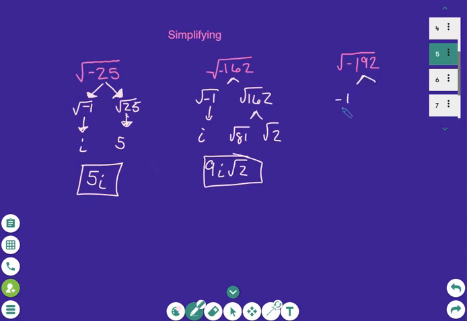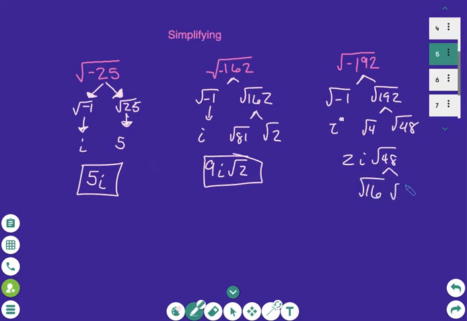And one last time. So if I'm ever not sure about a number being divisible by a larger perfect square, I'll try a smaller one personally. It just seems to work better for me. So this becomes 2i. But that could simplify further. It's divisible by 16. So I get a solution of 8i square root of 3.